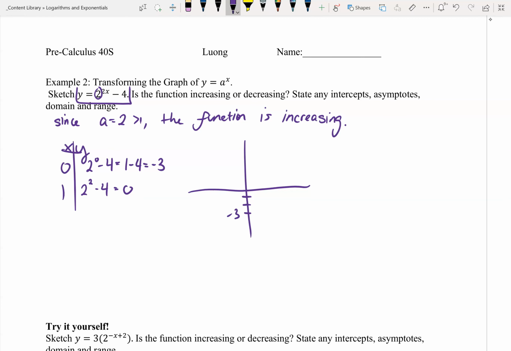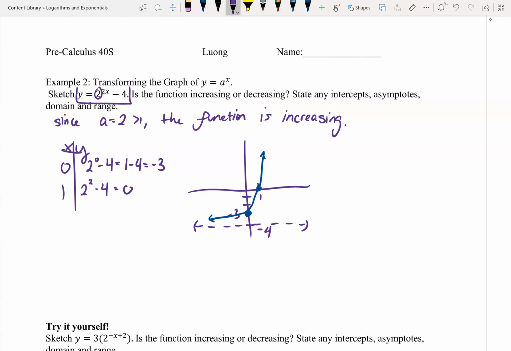So I'm going to draw and label our xy plane, and then go ahead and graph those 2 points. We know it's an increasing function, so the shape should look something like this. And don't forget to draw in your horizontal asymptote. So usually it's going to be at y equals 0, but because we go down 4, our new horizontal asymptote is going to be at y equals negative 4. So that is your graph.